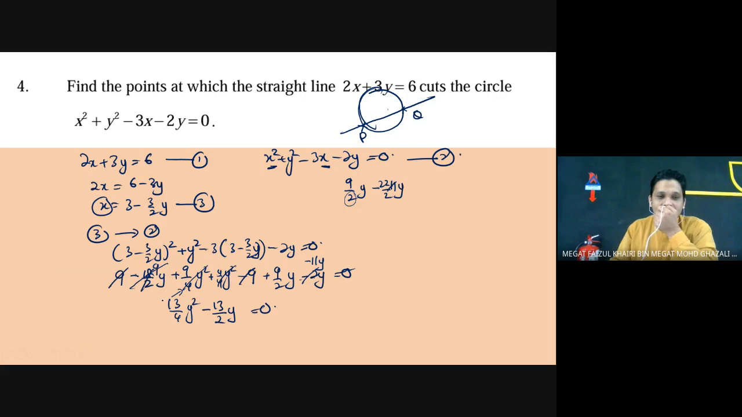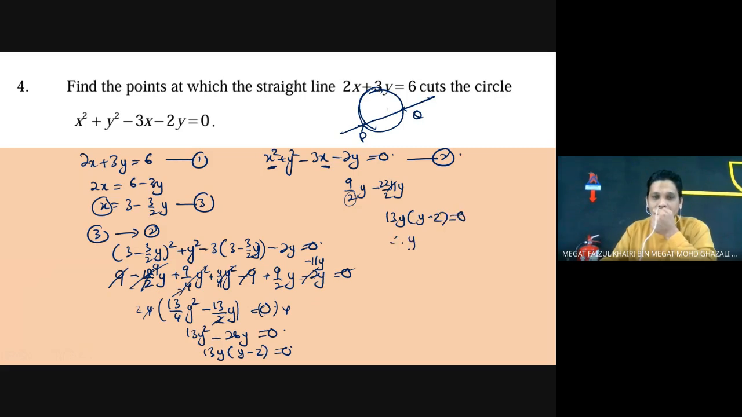So now let's simplify. Okay, let's multiply this with 4, left and right. So 4 divided by 4 equal to 1. So we got 13y squared. 4 divided by 2 equal to 2. 2 times negative 13, minus 26y equal to 0. Factorize this. 13y, y minus 2 equal to 0. Okay. So 13y, y minus 2 equal to 0. So then y equal to 0 and y equal to 2.